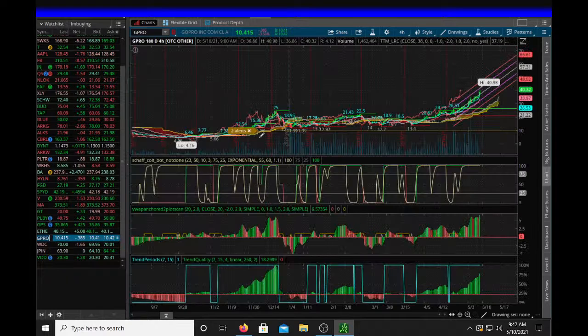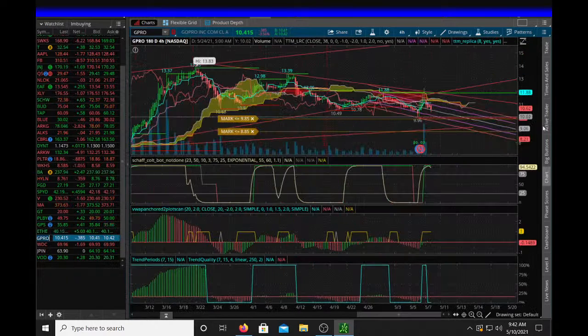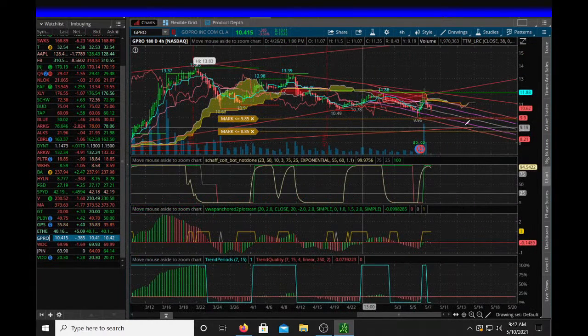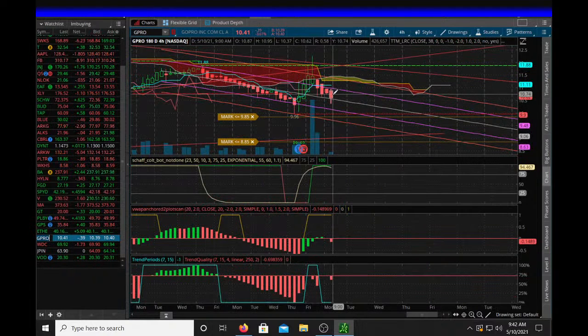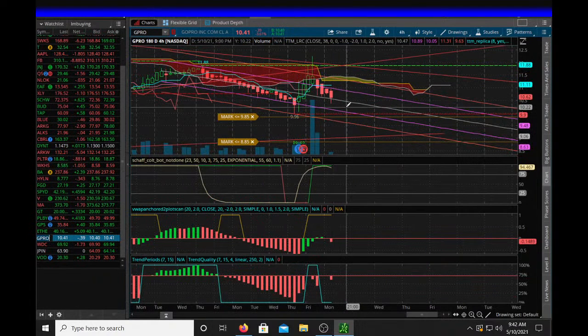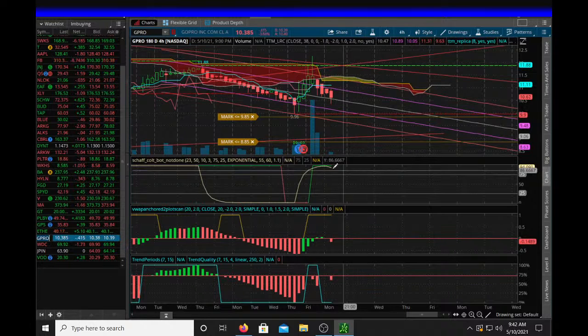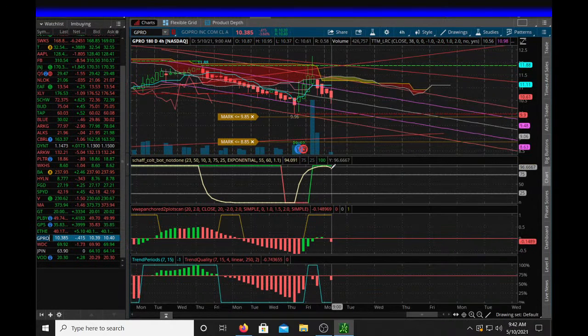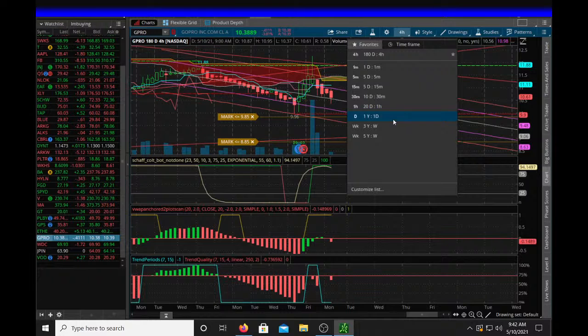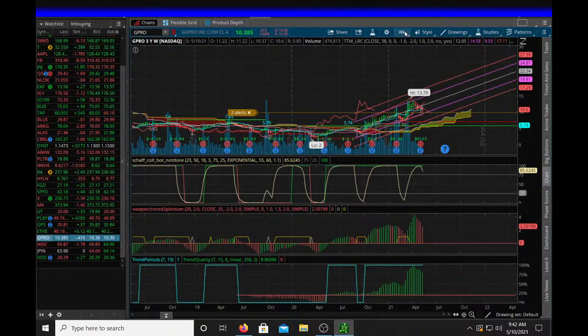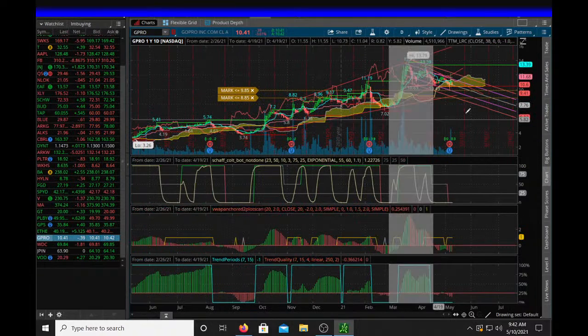All right, GoPro. GoPro's on its way down. Looks like they're trying to short GoPro. Okay. And it could be, the run's over, at least on the 4 hour. Let's check out our daily here. Looks like price is heading back down that way. Now our daily.